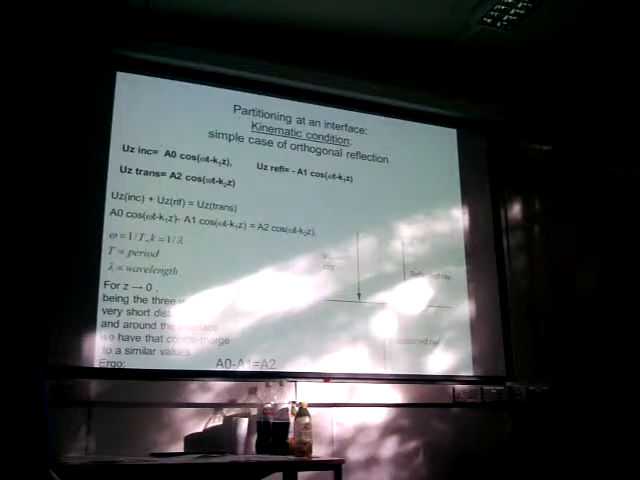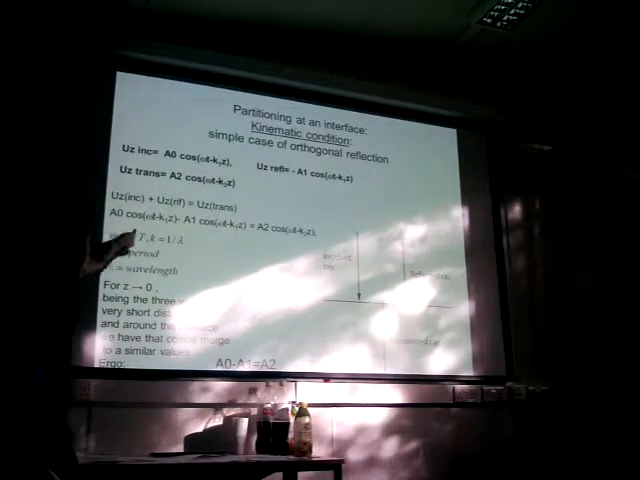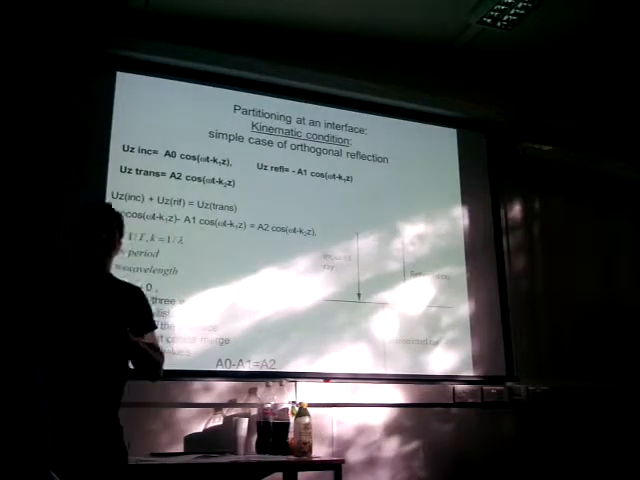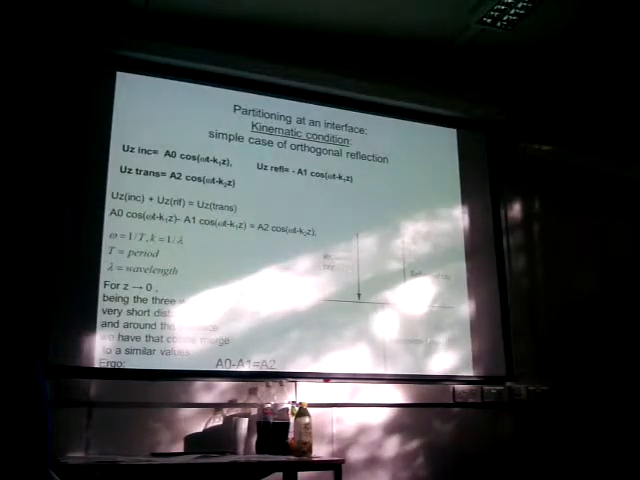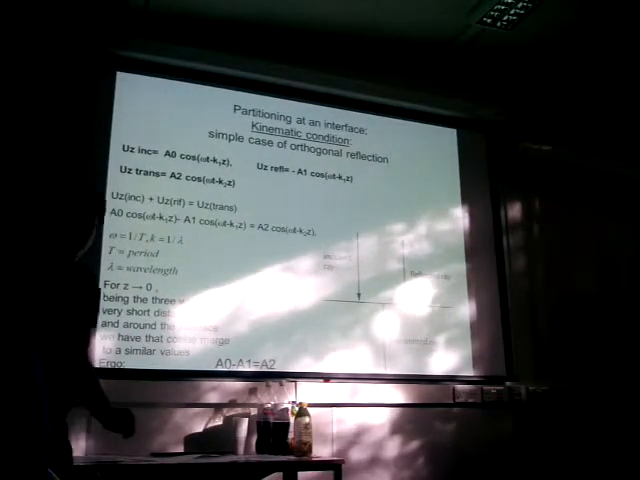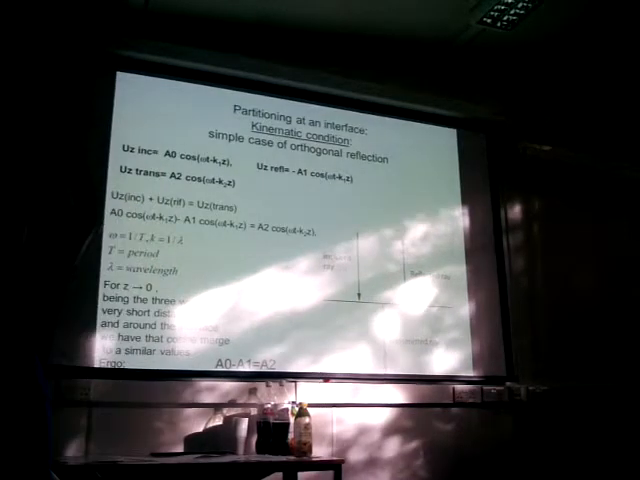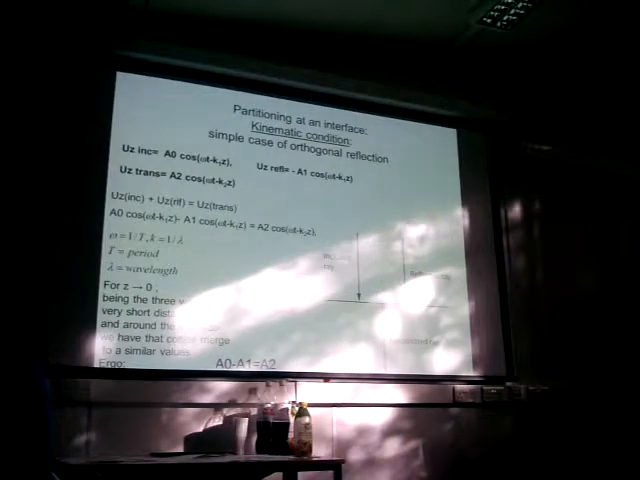But that's good, because that implies very simply that that equation is nothing else than that equation: A0, I mean A minus A1 is equal to A2. So the difference between the amplitude of the incident ray and the reflected ray needs to be equal to the amplitude that is present on the transmitted wave.